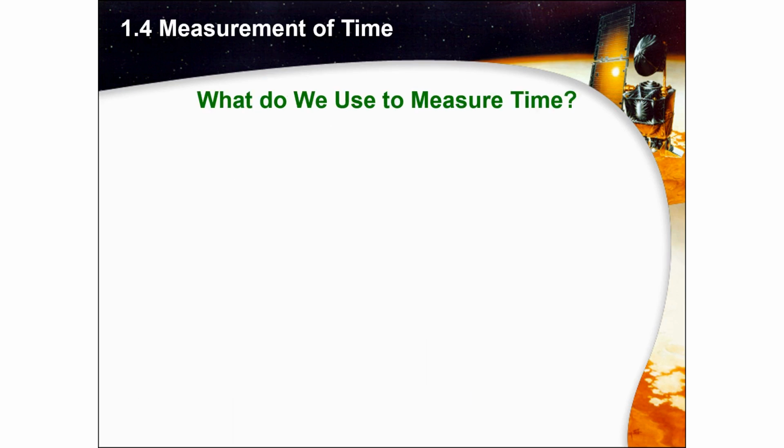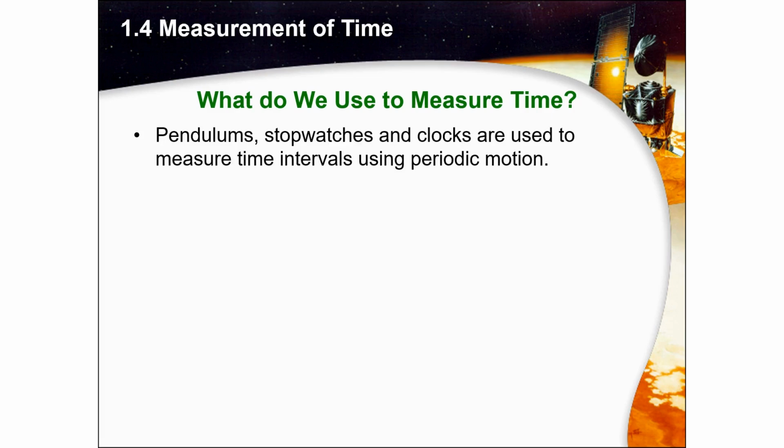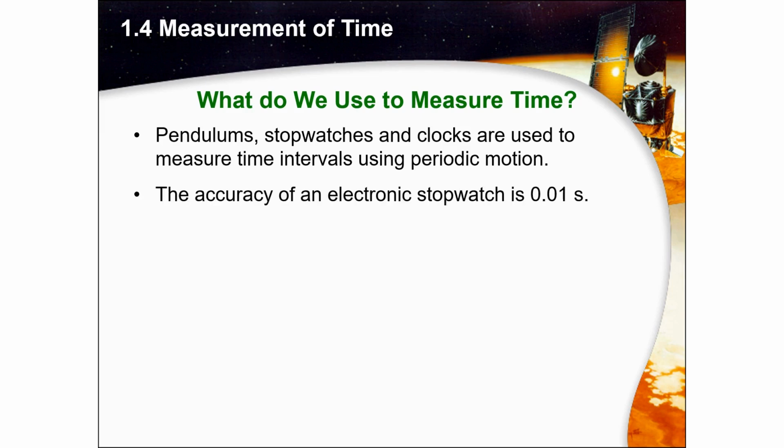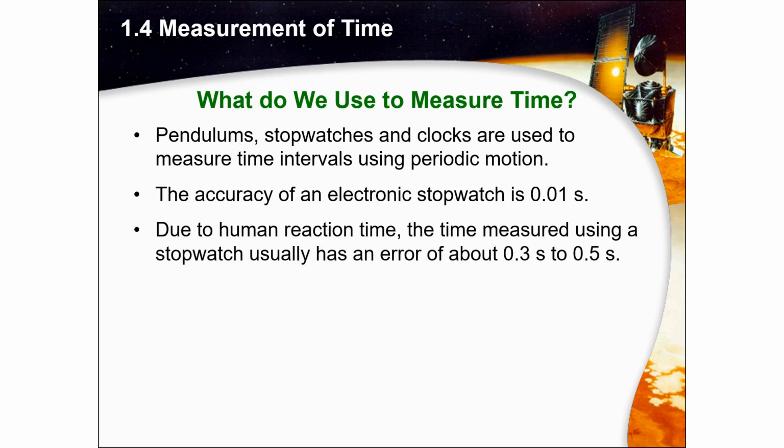What do we use to measure time? We can use not only pendulums like the previous example, but also stopwatches and clocks to measure time intervals using periodic motion. The accuracy of an electronic stopwatch is 0.01 second. Due to human reaction time, the time measured using a stopwatch usually has an error of about 0.3 seconds to 0.5 seconds. Why?